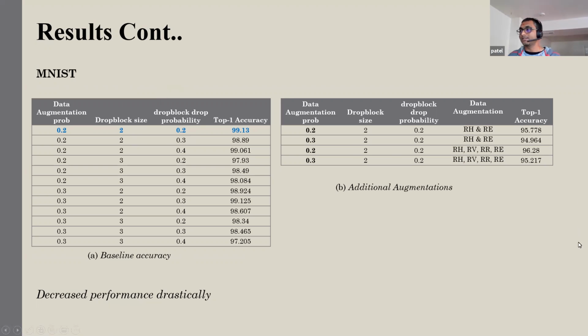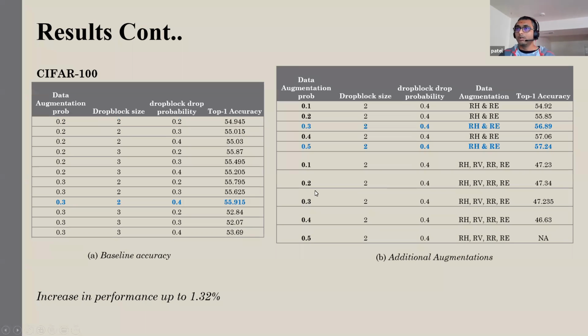And now going on the MNIST, so CIFAR-100, it does help, from 55.915 for 0.4 drop block probability and 2 as a block size. And when I apply the random erase on top of it, that means 57.24, up to that I got almost 1.32% higher accuracy compared to the baseline architecture. And if you see the data augmentation, it's 0.3 and 0.5. It's two different data augmentation probabilities that give me a higher accuracy compared to the baseline one.